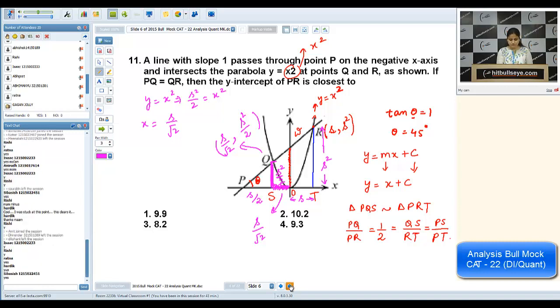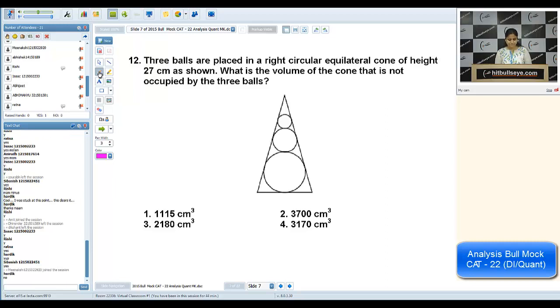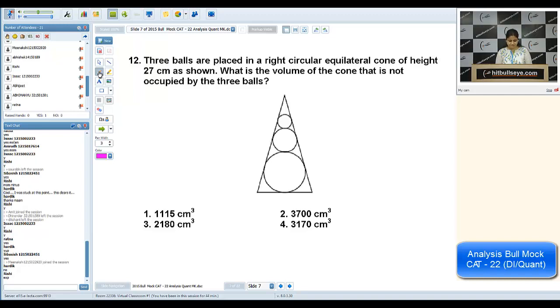Okay, let us move. Question number 12. Any problem in this? What was the catch, Rishi? What was the catch in this question?